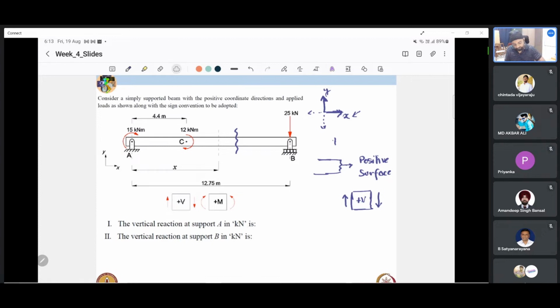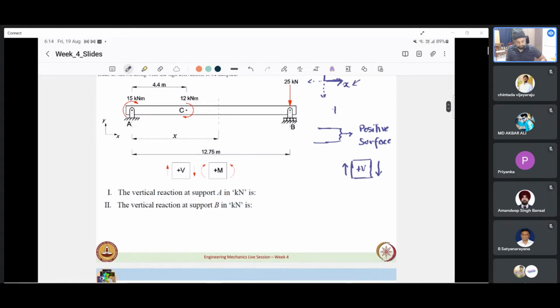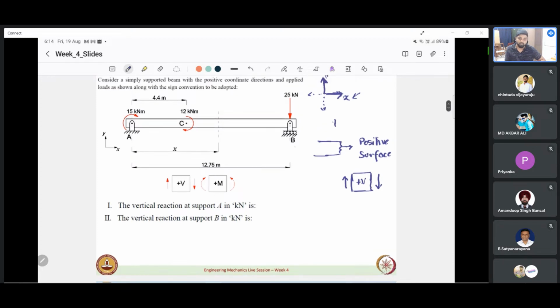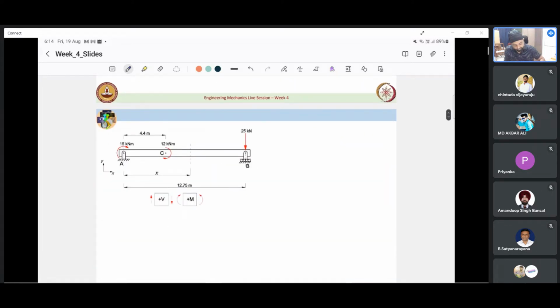Okay, with that, I think we can start solving this. The question here is, consider a simply supported beam with the positive coordinate directions given. Even if this was not mentioned, even if only the axis is given, we are supposed to take it that that is the positive coordinate direction. The applied loads are shown along with the sign conventions to be used. First we have to find the vertical reaction at support A and the vertical reaction at support B, and then develop the bending moment diagram and shear force diagram for this beam. So let us proceed to do that.